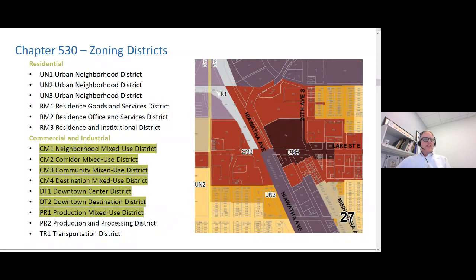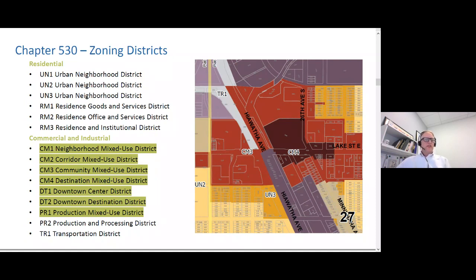Chapter 530 lists all of the zoning districts, and this is where you can find standards that are unique to certain districts. The highlighted districts on this slide have specific requirements that are unique to those districts, or that are above and beyond the standard requirements. There aren't a lot of district-specific standards.